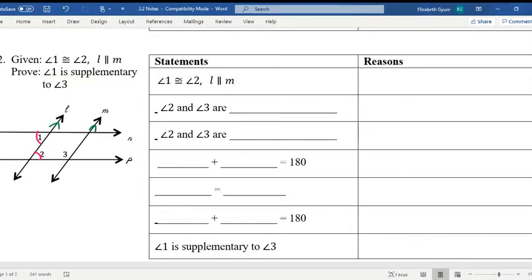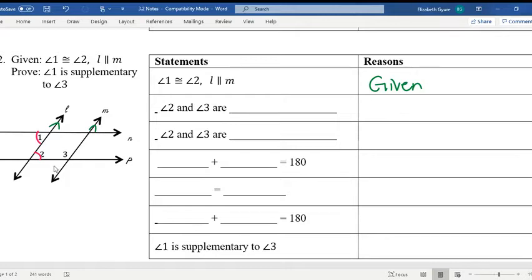Again, if it gives you parallel lines, it's good for one thing only, and that's looking for angle relationships. So first thing is always your given. Angle 1 is congruent to angle 2, and L is parallel to M. Then I give you the hint. Angles 1 and 3 are what?